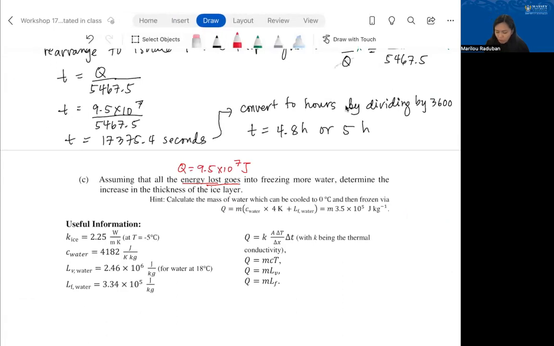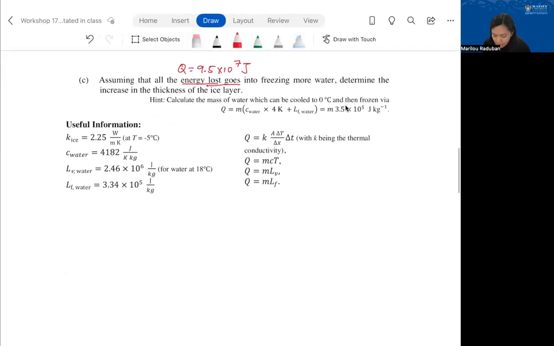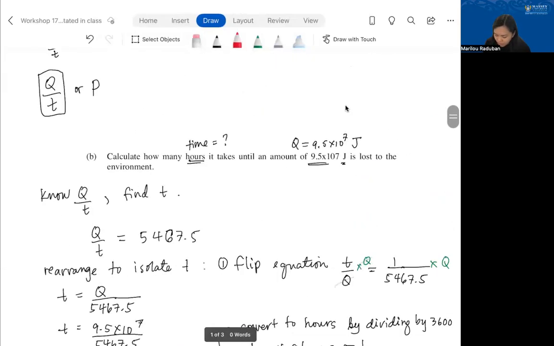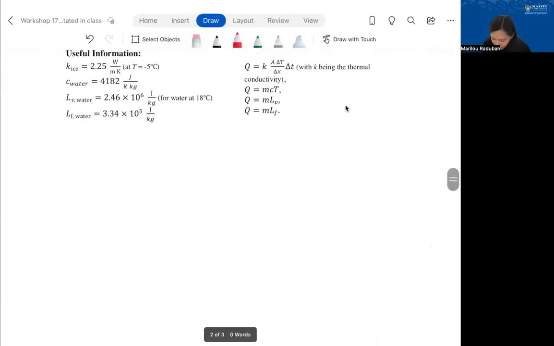Right, assuming that all of that energy goes into freezing more water, determine the increase in the thickness of the ice layer. And there's a hint here. The hint is that first you need to calculate the mass of the water that will be frozen as a result of losing this energy. Okay, so let's do that step by step. So the water here, it's at 4 degrees Celsius. Let me just write this down here again.